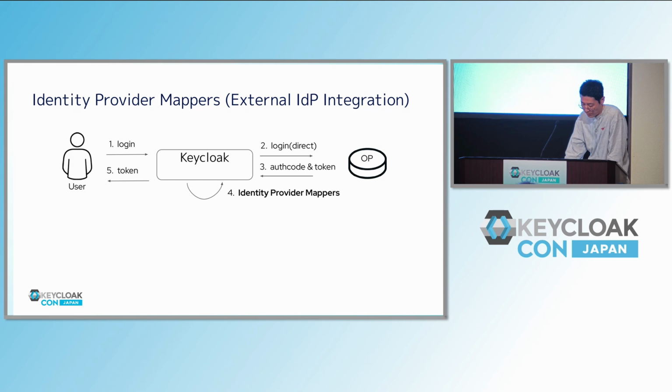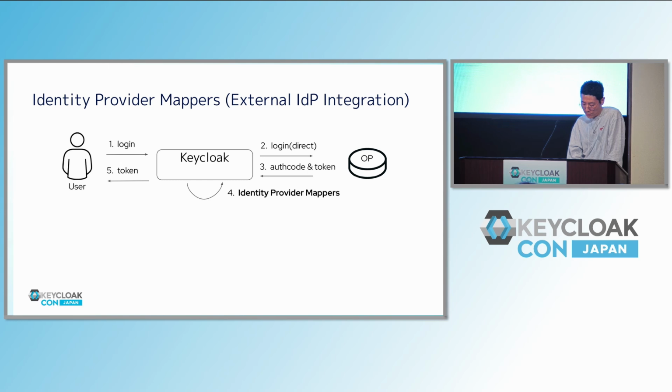Next, identity provider mappers. They're used when integrating with external OpenID Connect or some other identity providers. When a user authenticates with an external IdP, the IdP returns a token or assertion to Keycloak at some point.